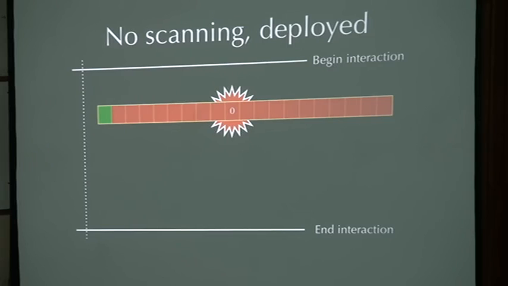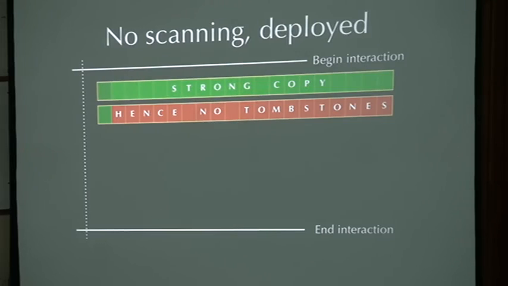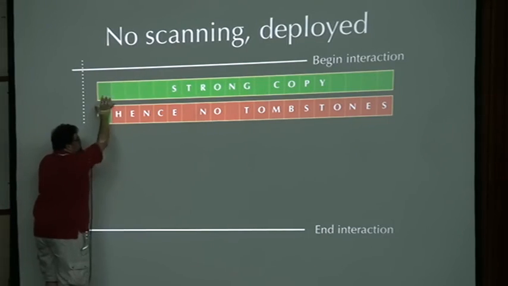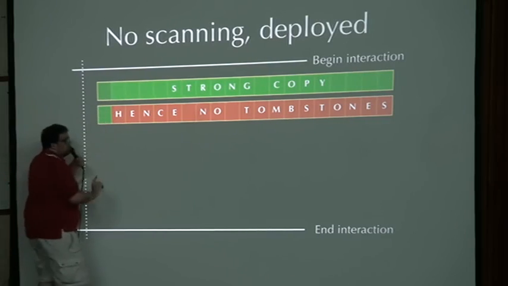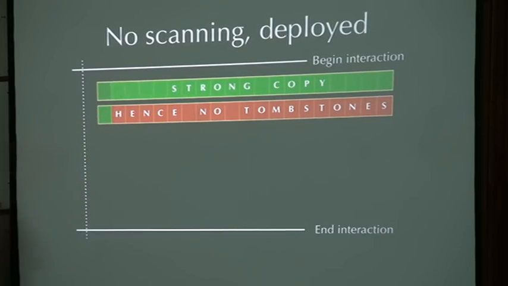So a way in which you could get rid of the tombstones is to make a strong copy. Because if you took this weak array and made a strong copy while the interaction lasts, that's okay, because now you have a strong reference to everything, so you cannot tombstone anything. Well, that's great, but now you copied perhaps several hundred megabytes worth of stuff, which then you will have to garbage collect. And that's not nice.